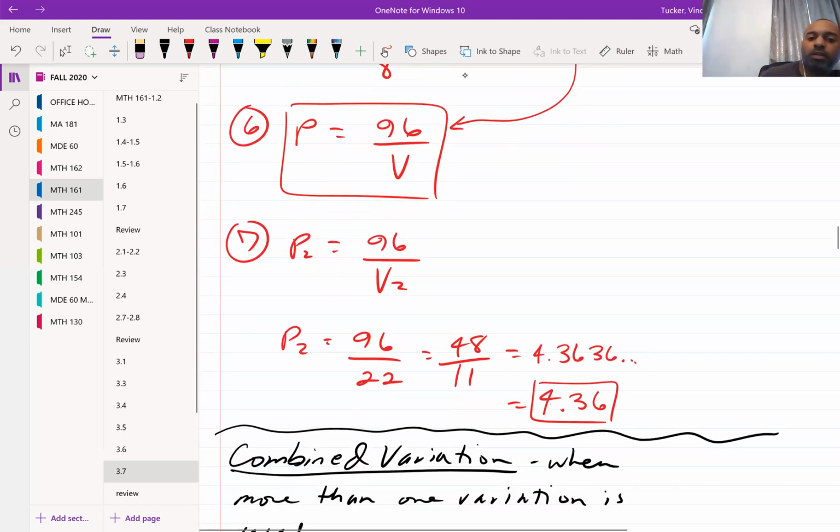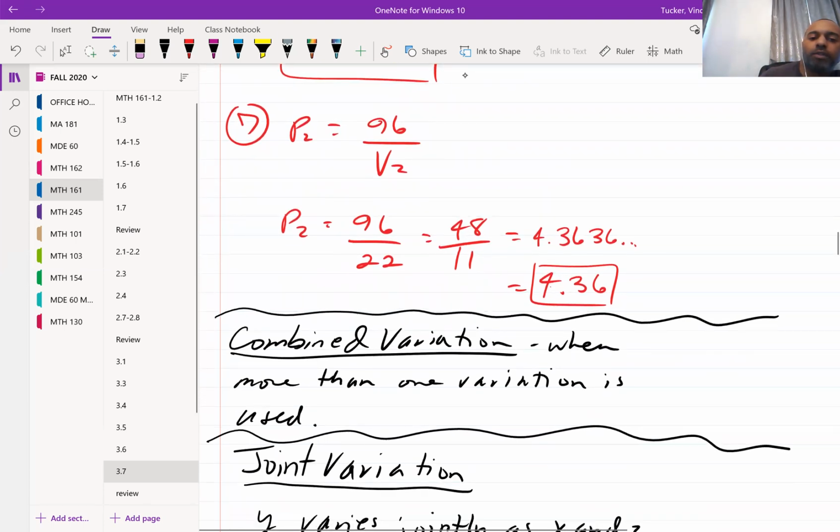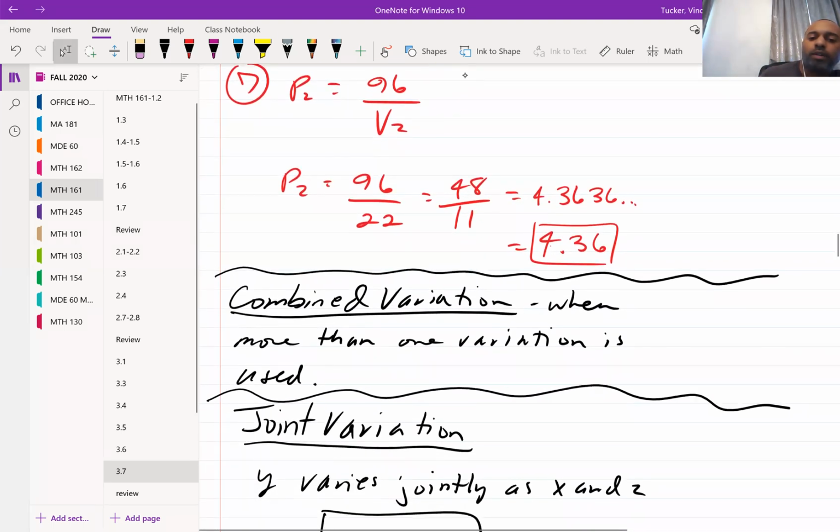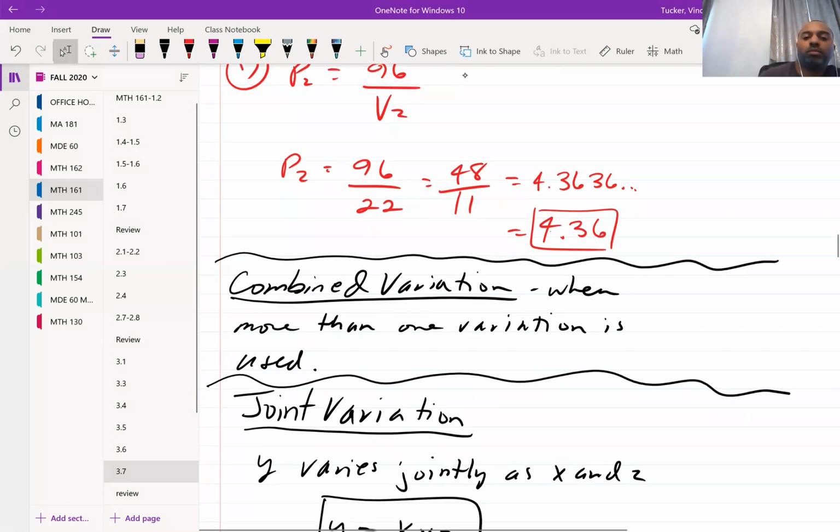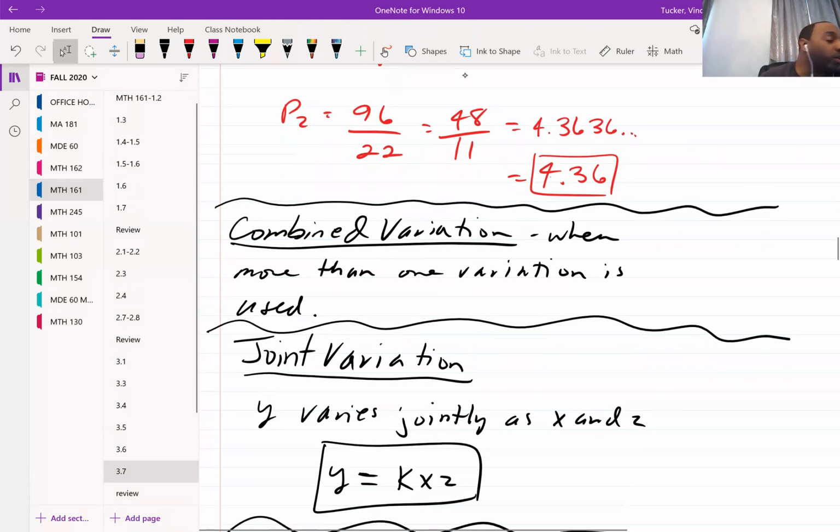All right, let's try it again, but first we have combined variation. That's when more than one variation is used. And then we're going to introduce joint variation. Similar to direct variation, it's just that you would be multiplying more than one variable. So y varies jointly as x and z. That's y equal to k times x times z.